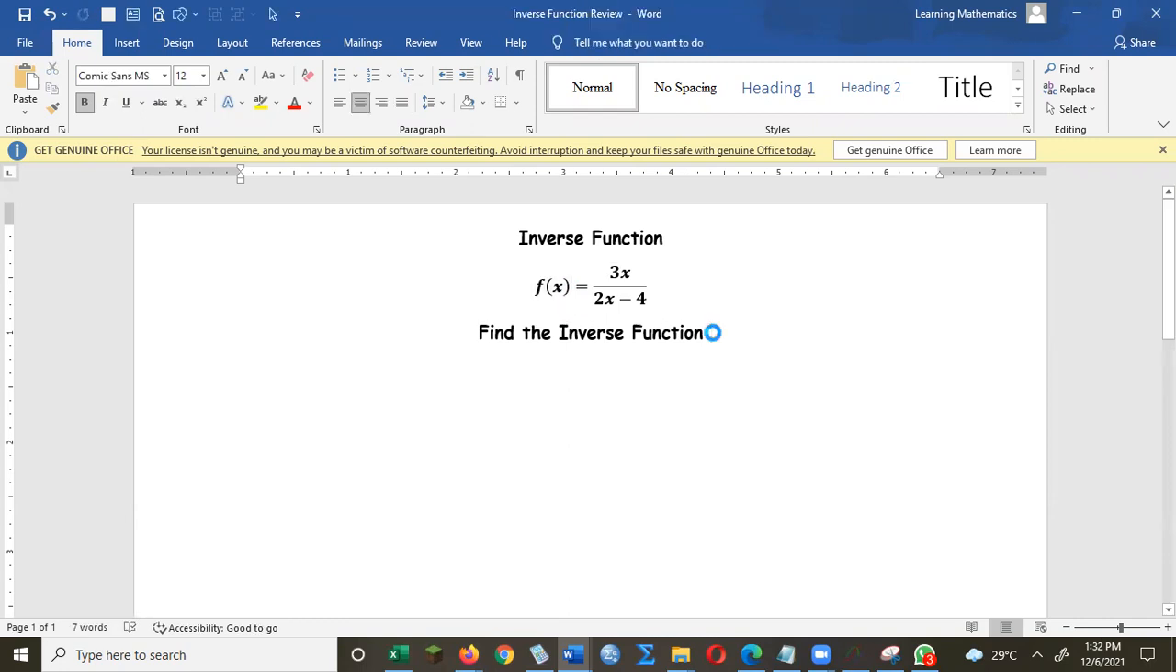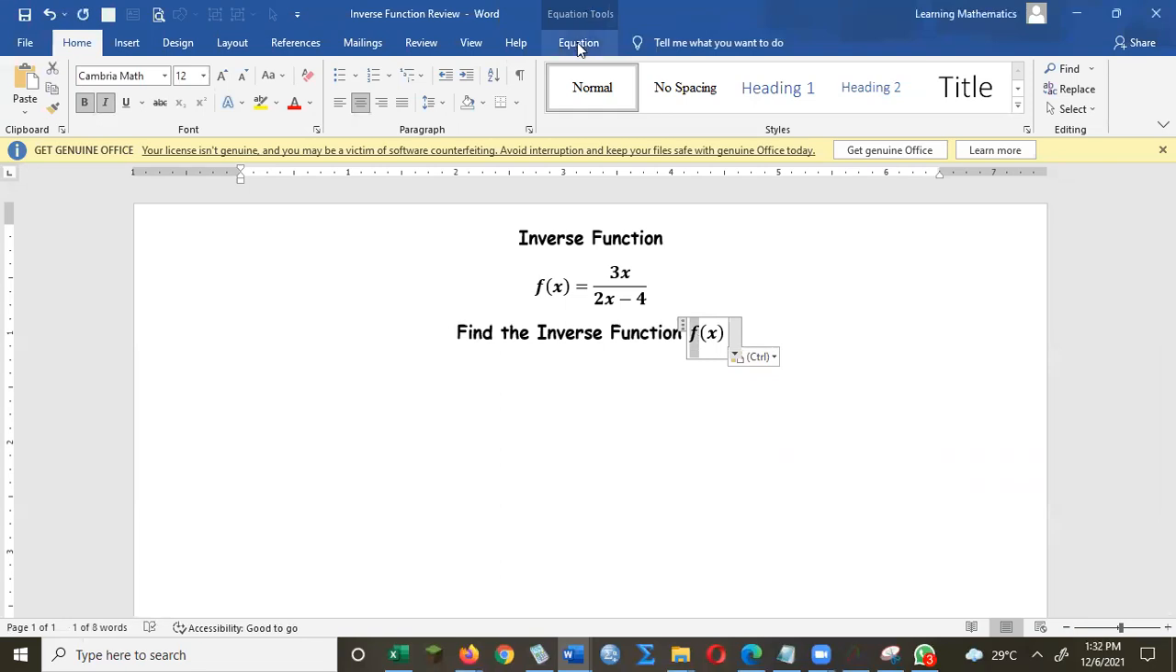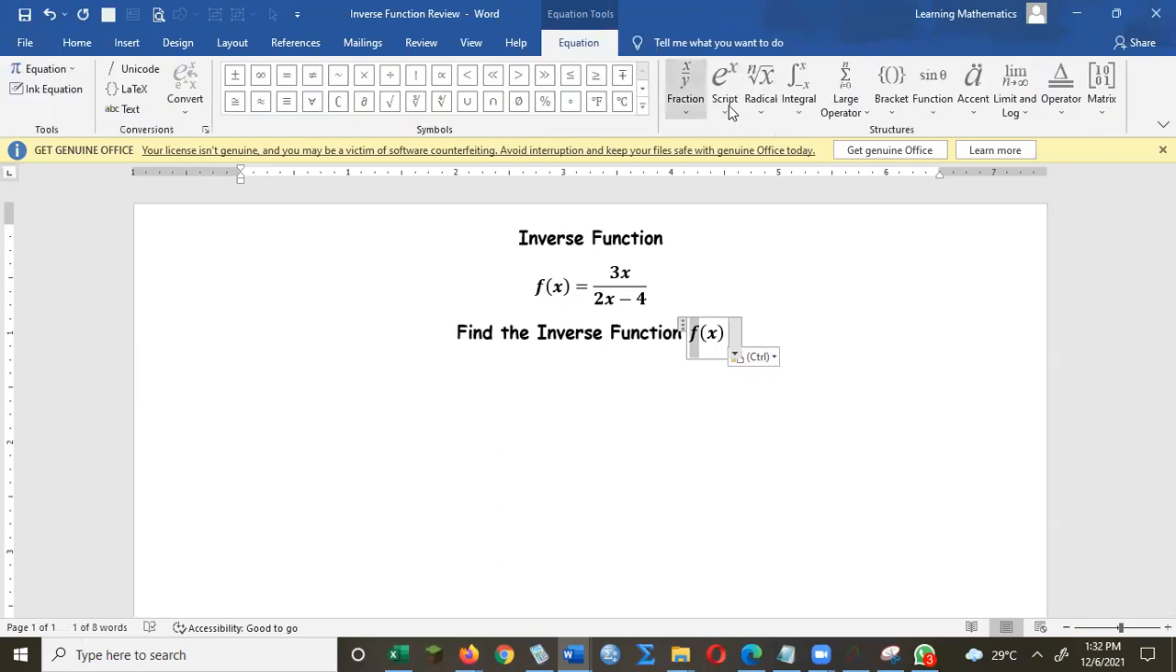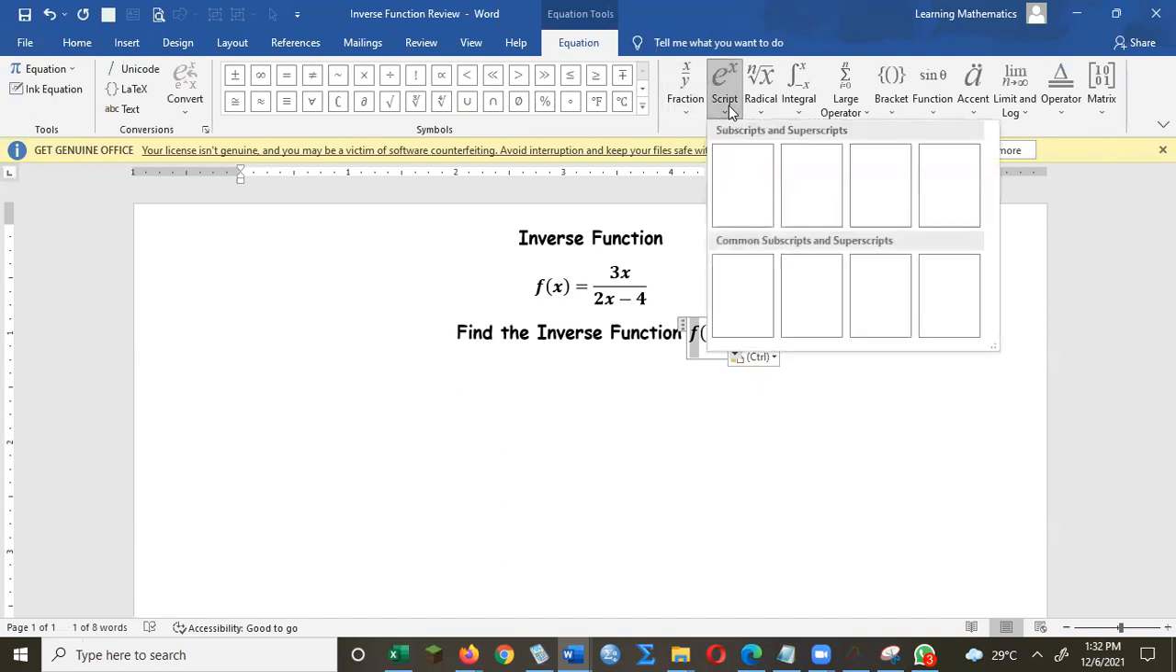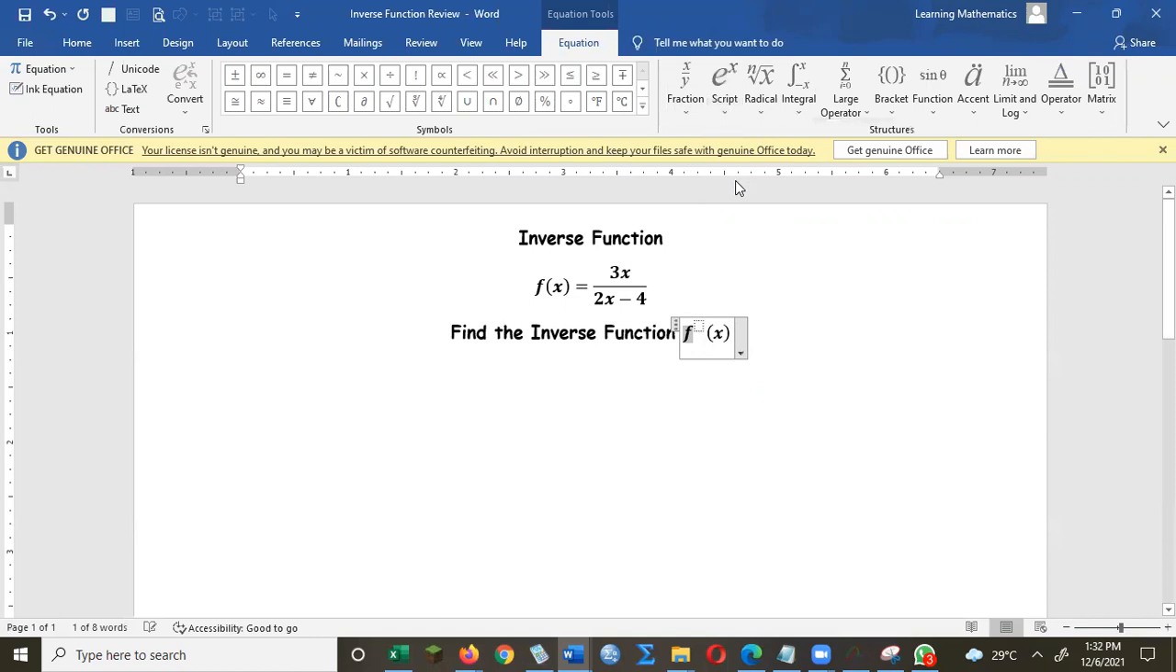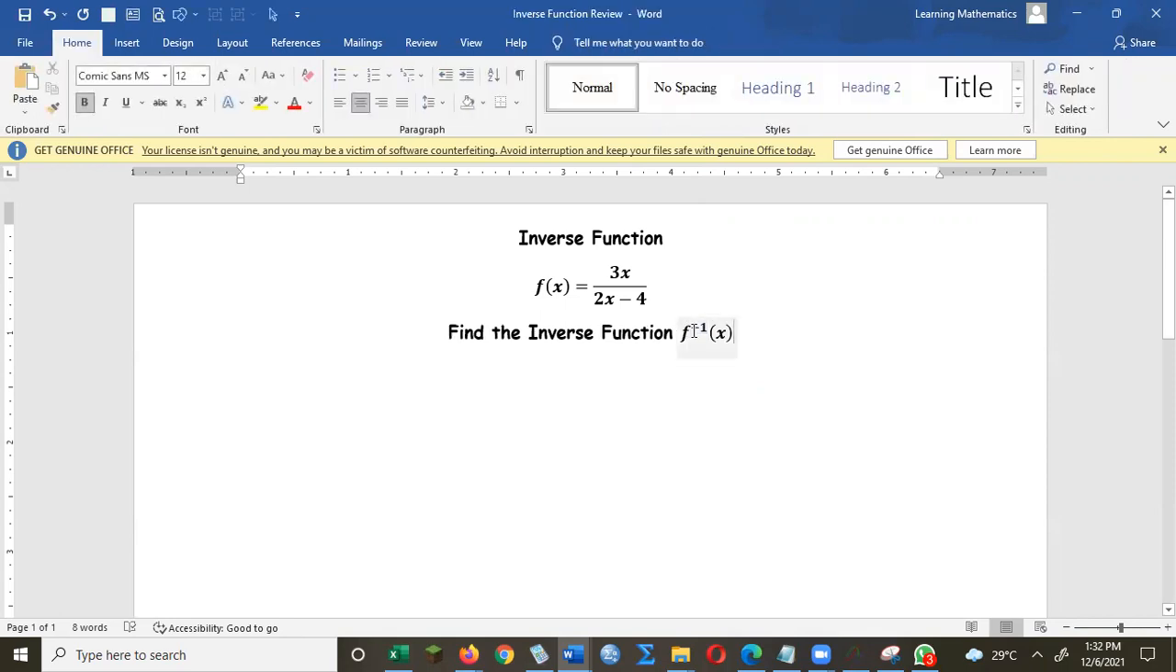F inverse of x is denoted as f with a little -1 as an exponent. Once you see that, you know for sure it reads f inverse. So you see the word inverse, a -1 up in that corner. The word for it is inverse. So we're going to find f inverse of x.